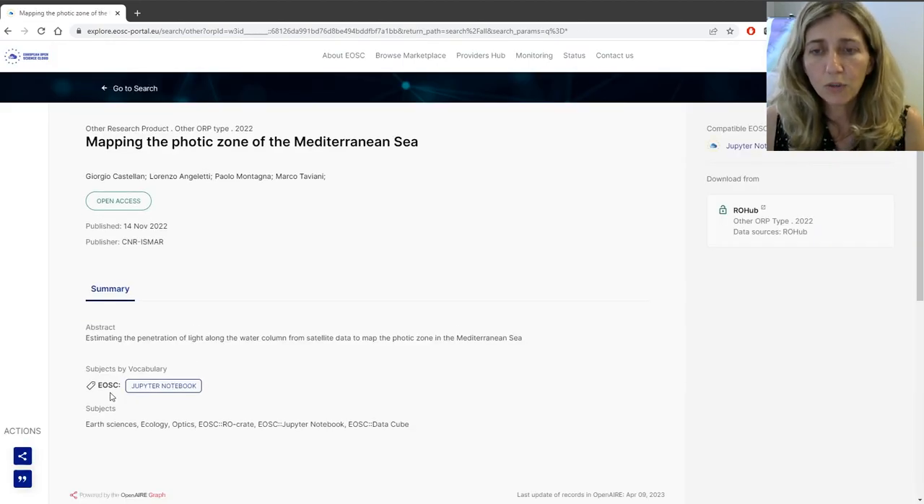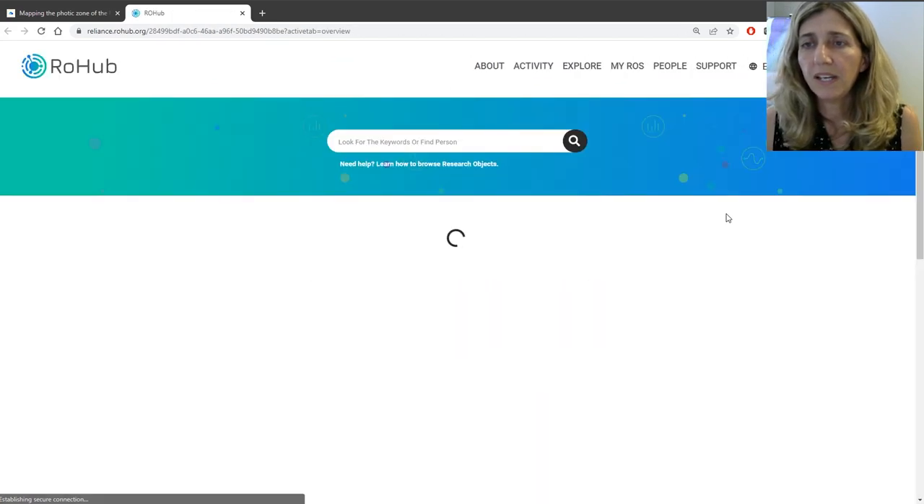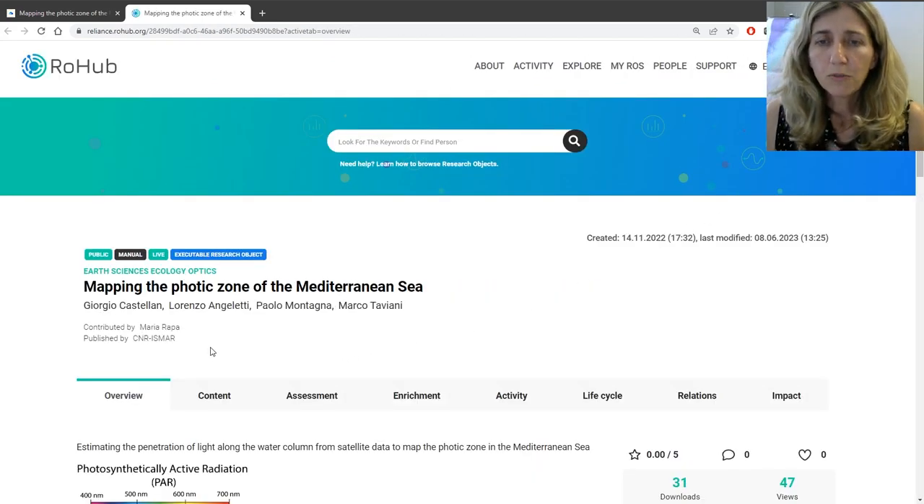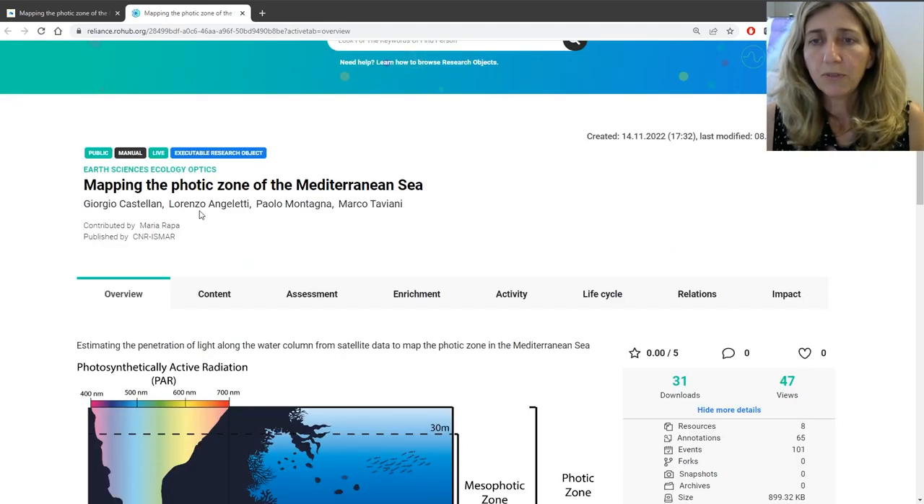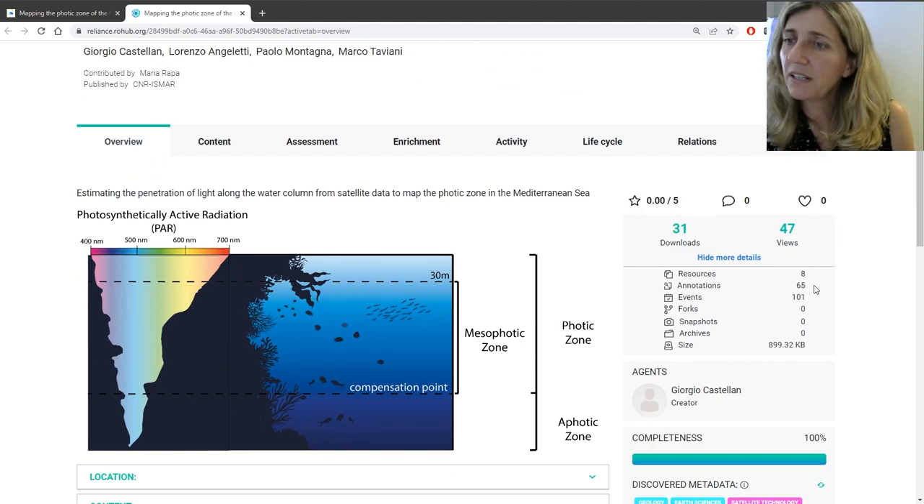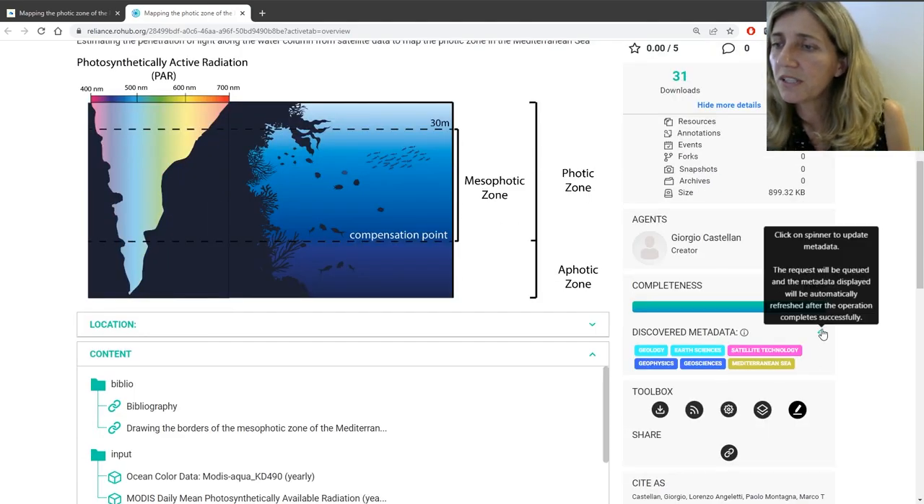Here I see there is a Jupyter notebook, so it's very interesting to see what is in there. And I can go to Arrow Hub straight away to see the research object. The research object is the mapping the photic zone in the Mediterranean Sea. Here I see a sketch to see some related images. I can detect the downloads and the details such as resources and annotations.